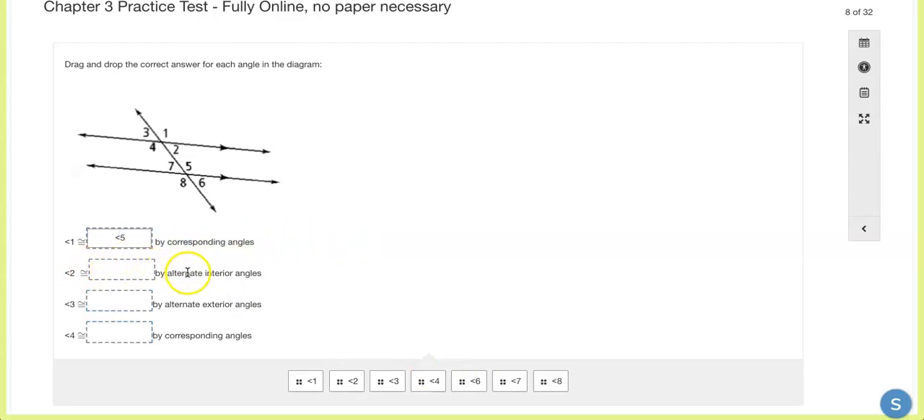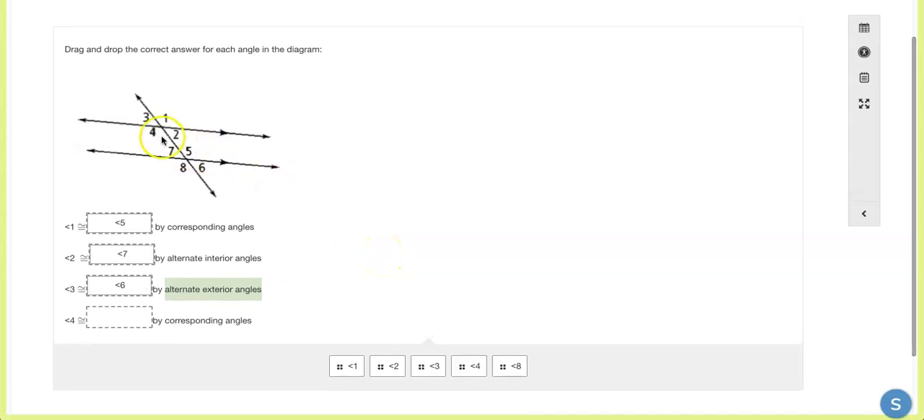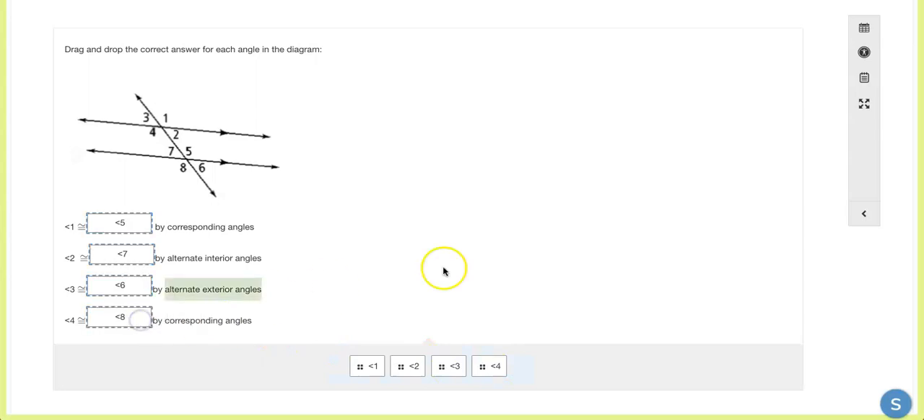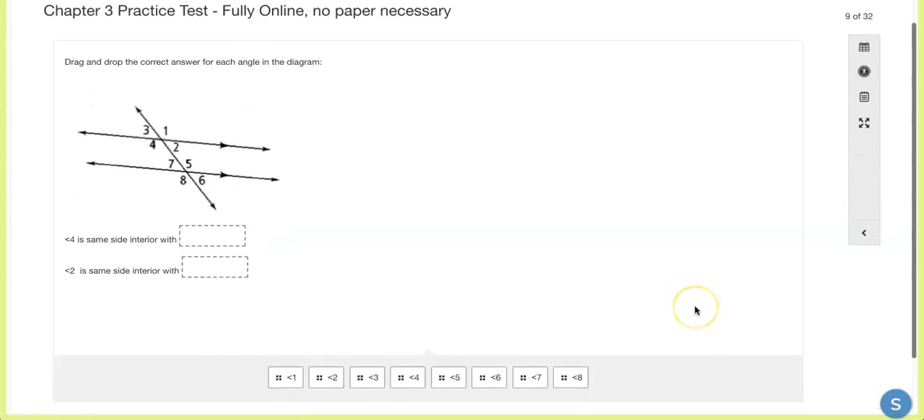2 is congruent to blank by alternate interior angles. So now I'm looking at alternate interior. Here's 2. I need to go to the alternate side of that line and find angle 7. 3 and something by alternate exterior. So for 3, I've got to go to the exterior and go to the other side of the transversal. So 3 and 6 would be alternate exterior. And then 4 is lower left here, corresponds with 8. So 5, 7, 6, 8 in that order. This one did not have multiple answers.